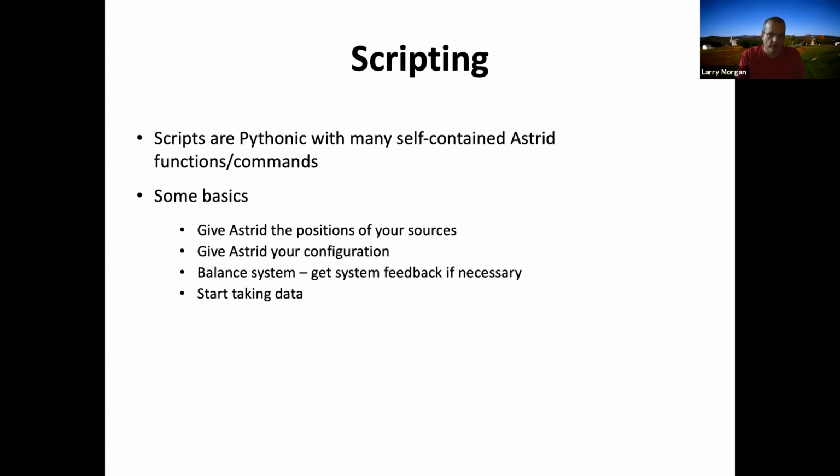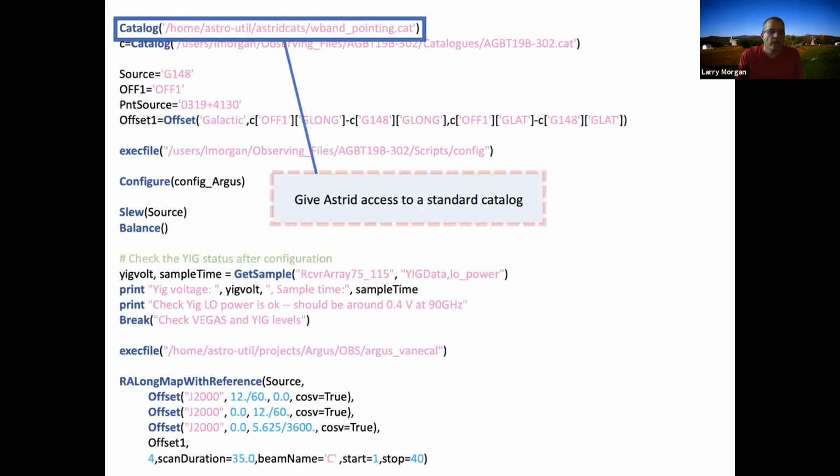As I've already alluded to, the first thing you want to do is give Astrid the positions of your sources by including a catalog. You can also just define the location of a particular object if you're not going to be observing many objects. You want to give Astrid your configuration, which I've already talked about. And then it's up to you to balance the system and get any system feedback you might need before you start taking data. So let me go into this in a little more detail.